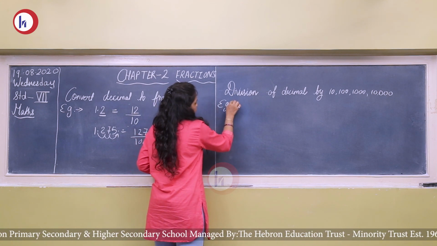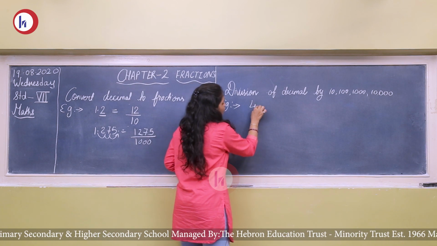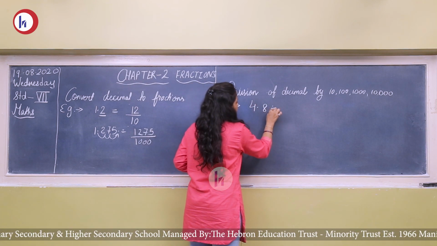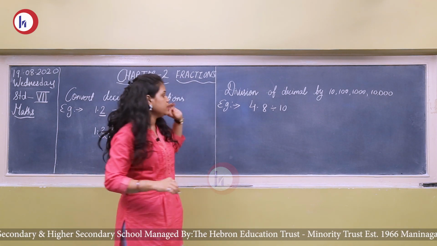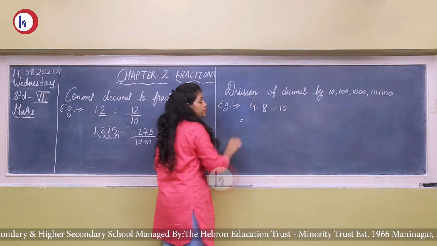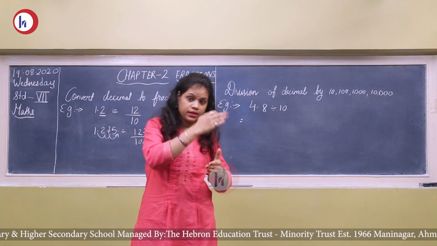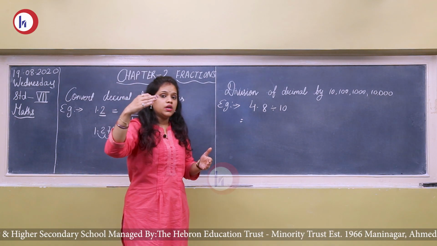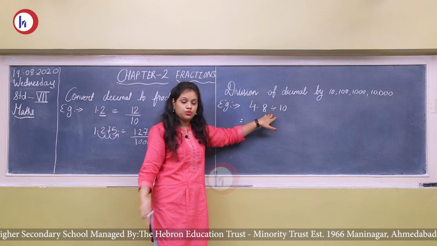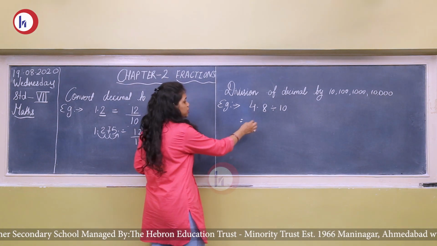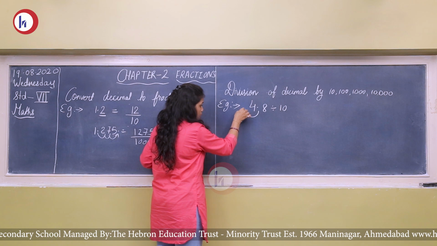Let's take one example. Suppose you are dividing 4.8 divided by 10. Now here you are dividing a decimal by 10. So what are you going to do? Multiplication में हम क्या कर रहे थे? हमारा decimal shift कर रहे थे from the place to the right side. Now in division what you are going to do? Opposite of that. Your decimal will shift from the place to the left.